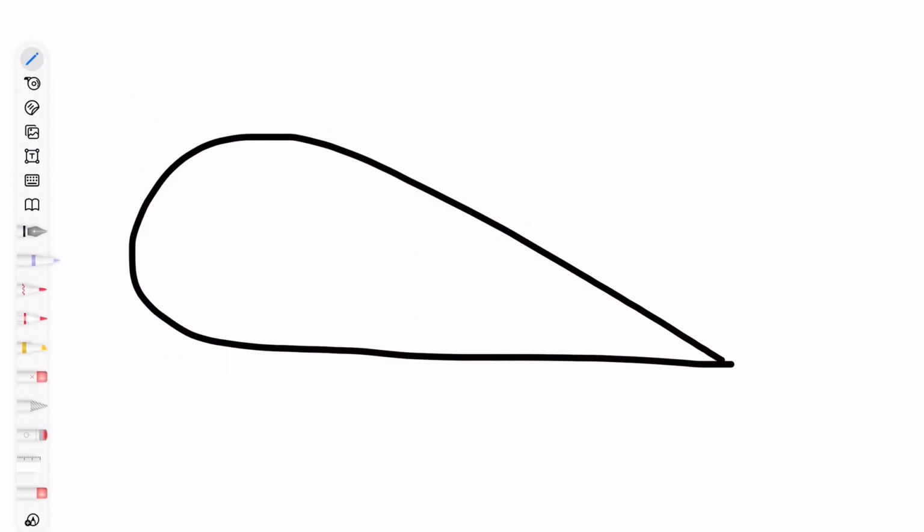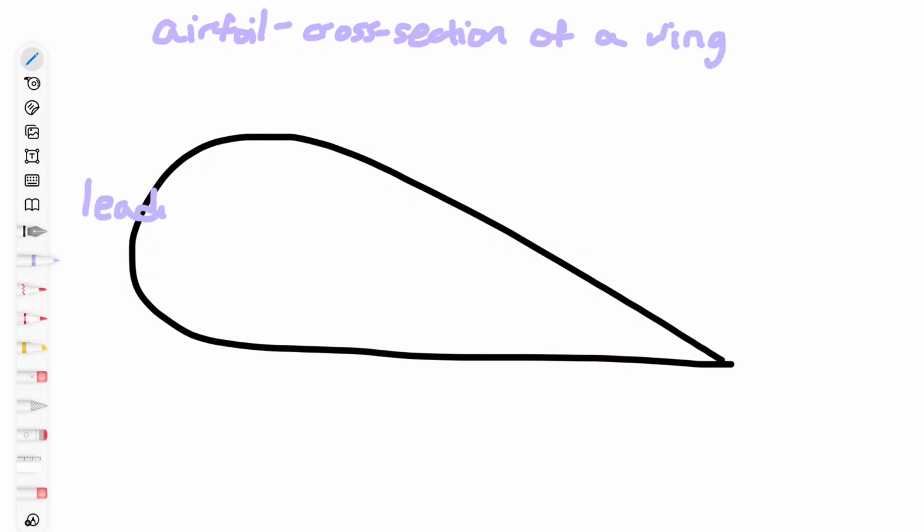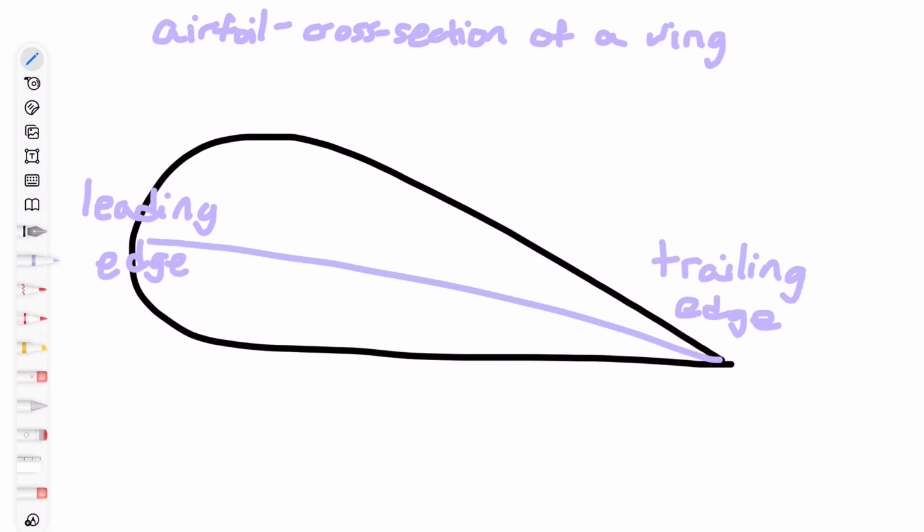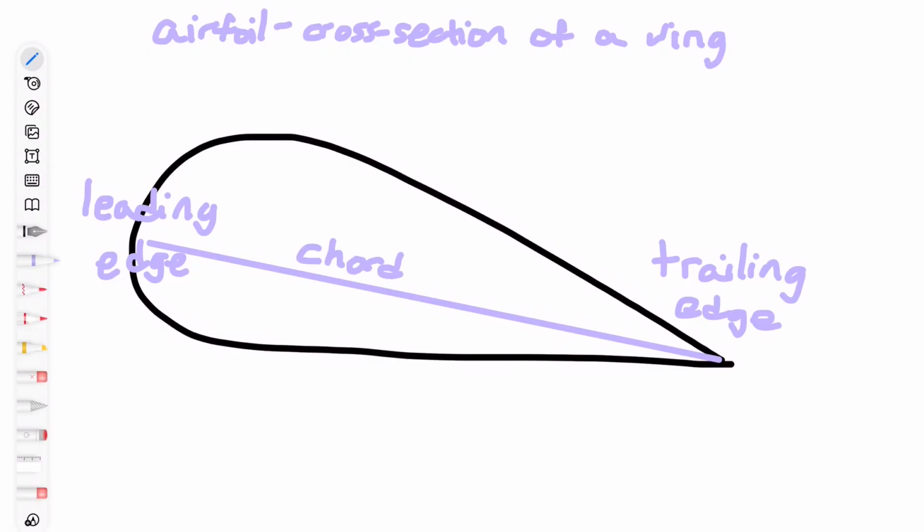Before we get started, let's review some vocabulary. This shape is called an airfoil and is the cross-section of an airplane wing. The leading edge is the forward part of the wing, the trailing edge is the back of the wing, and the chord line is a straight line connecting those 2 points. This line is used to measure the angle of attack, an important concept in today's video. Okay, back to Newton's third law.